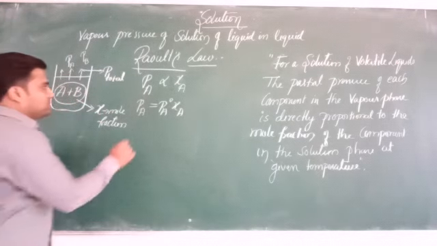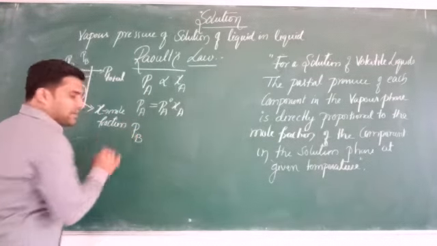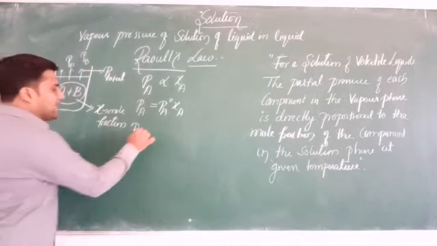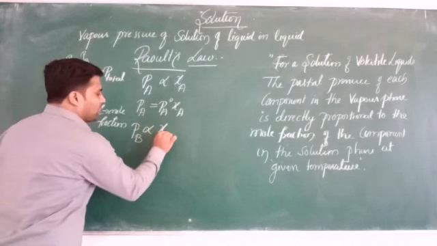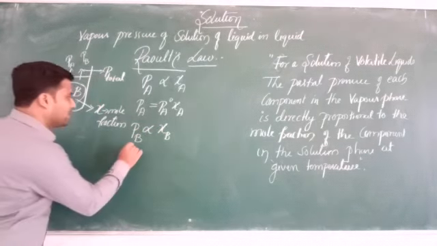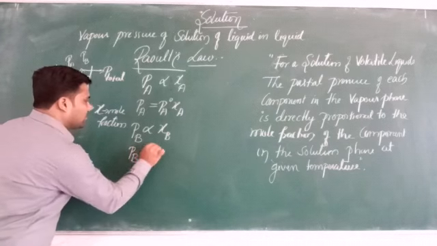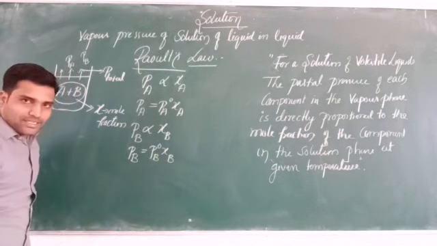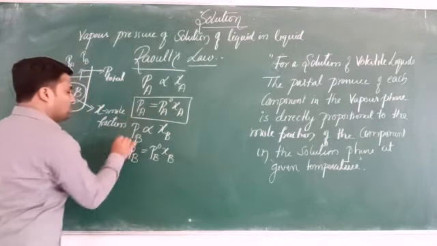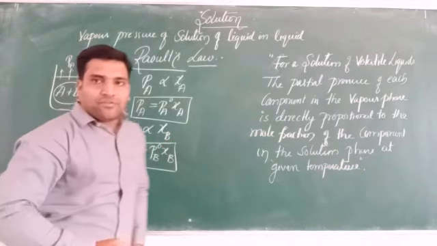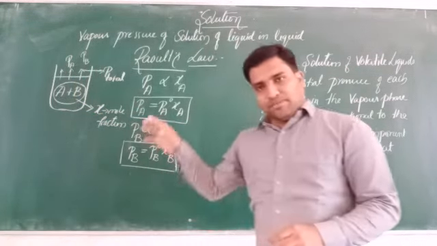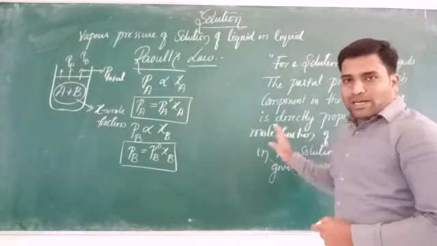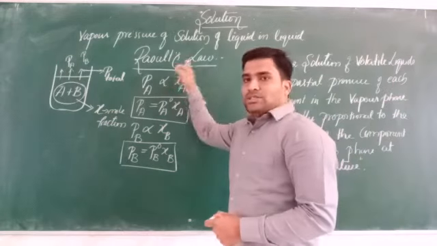Okay. So now PB, similarly, if you want to state Raoult's law for component B, then PB is directly proportional to the mole fraction of component B. Then PB is equal to PB naught into XB. So these two are Raoult's law for two different components which are present in a binary solution, that too liquids and liquids. Those liquids are volatile. Okay. So that is Raoult's law.